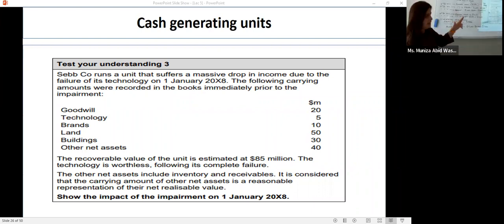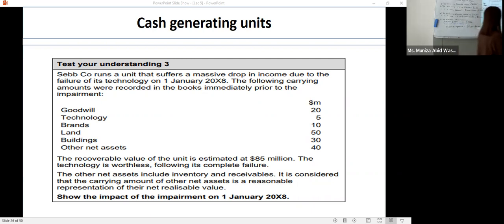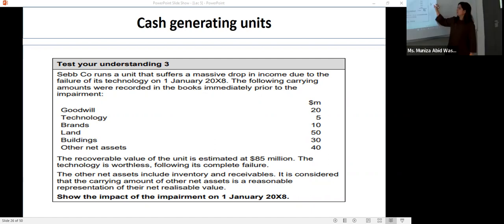155. 20 plus 5, have you calculated all? So 20 plus 5, 25, then 35, and then 75. So it's 155. 155 million is our carrying value. Now, carrying value is more than the recoverable amount, is it? Carrying value is 155 million, whereas recoverable amount is 85 million.